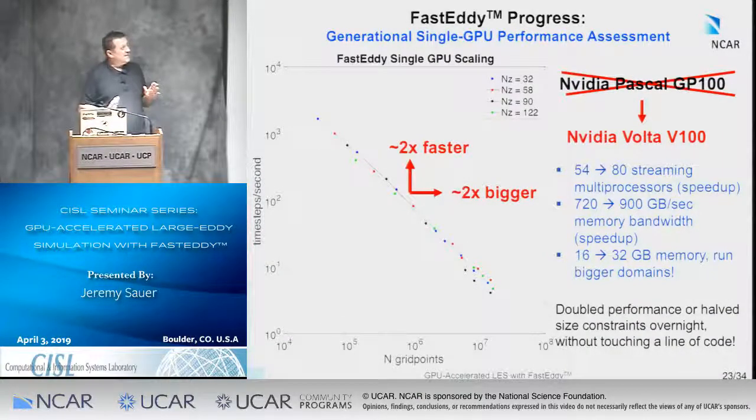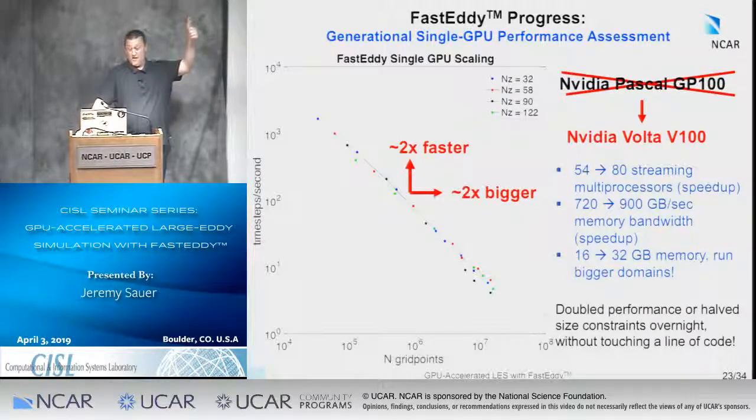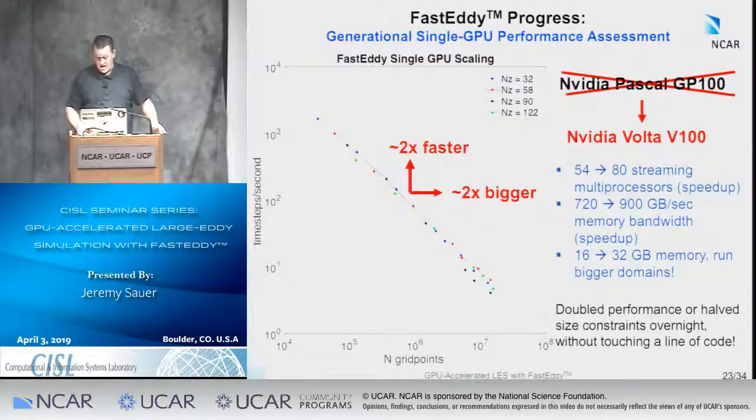So this is a slide where I'm just going to state the same performance on the next generation overnight without even touching a line of code. Just by getting on the V100s, we either get 2 times faster or we can do 2 times the size of domain that we used to do.